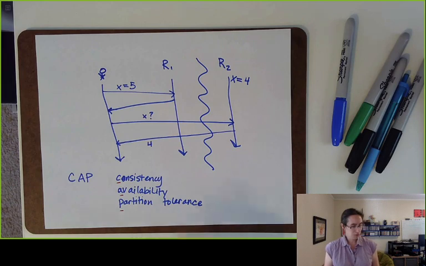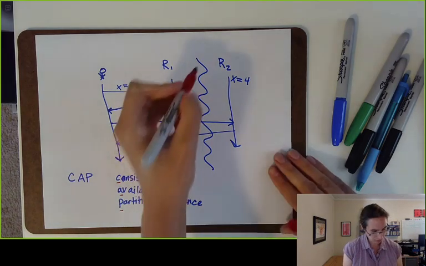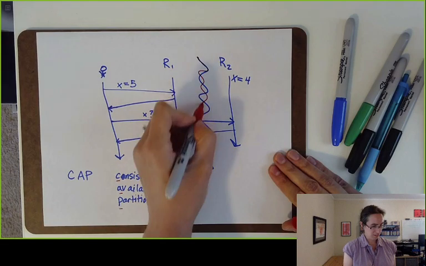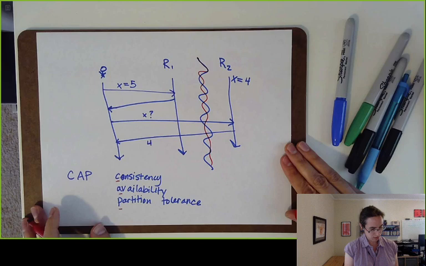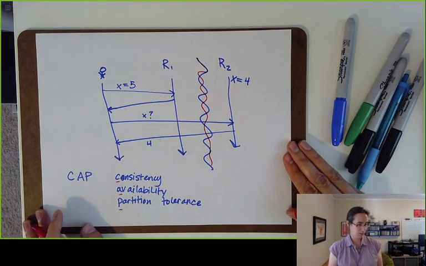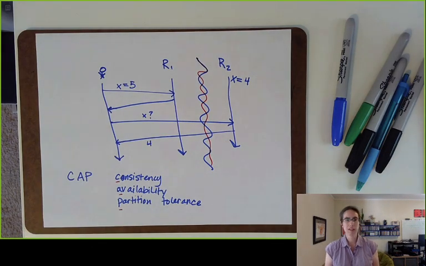CAP is widely misunderstood, but this picture sums it up. It's not really that hard to understand. It's just that you can't have it both ways of having perfect consistency and perfect availability. And so like everything else in distributed systems, like I say every day, it's a trade-off and you have to decide what you want to prioritize.